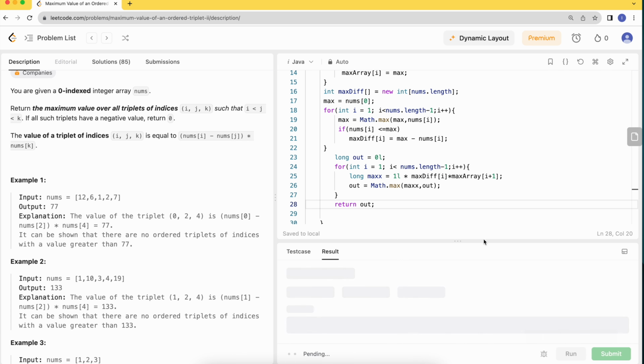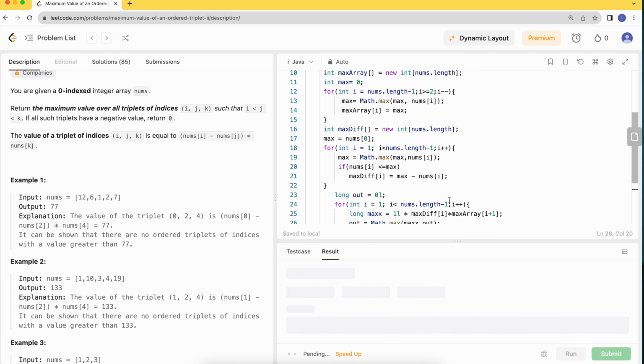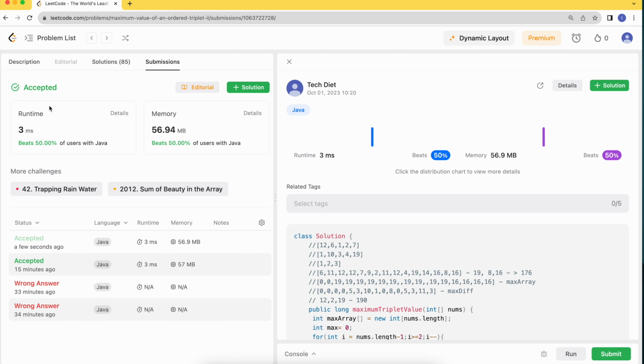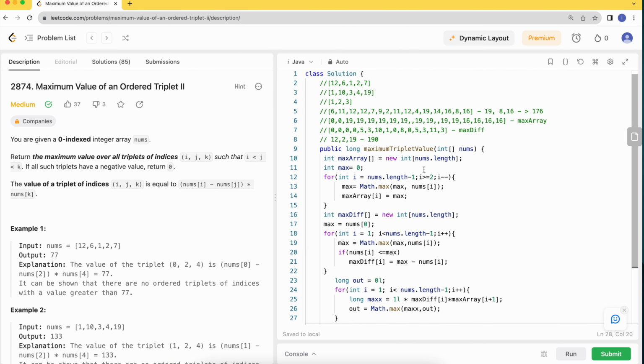Okay, let's try to hit submit. Yep, this is accepted. So yep, that was our intuition.